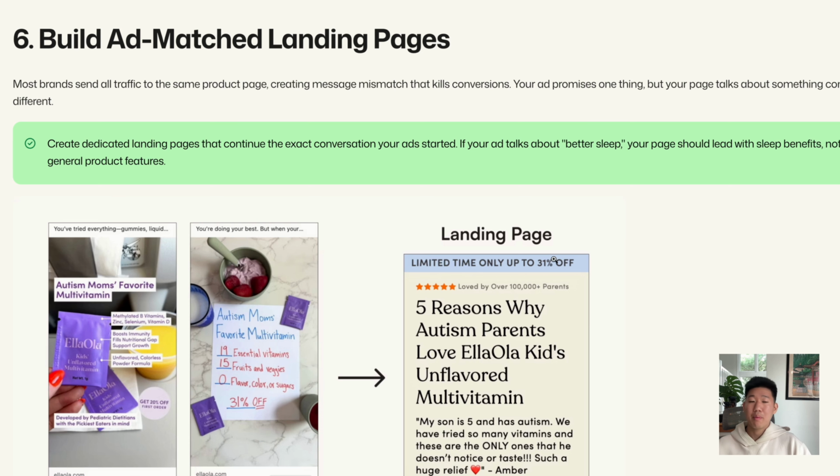Number six, this is to build ad match landing pages. This is, in my opinion, one of the highest leverage things that you can do for your brand, especially if you're running paid ads. A lot of brands send all their traffic to the same product page or the homepage, and this inherently creates a mismatch in messaging that ultimately kills conversions, right? Because in your ad account, you probably have multiple ad angles, promises, or messaging with your different creatives.